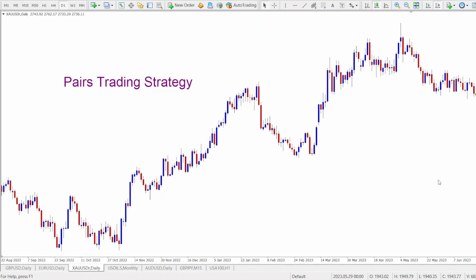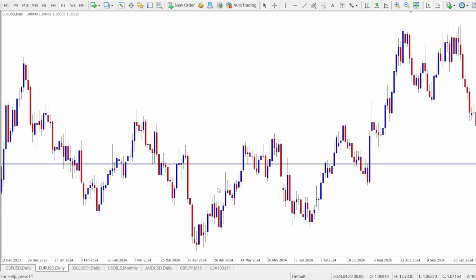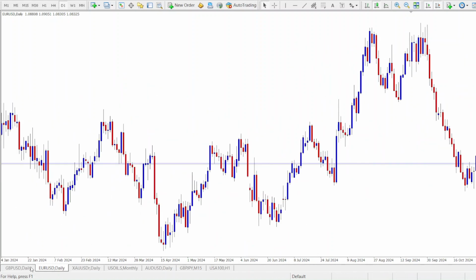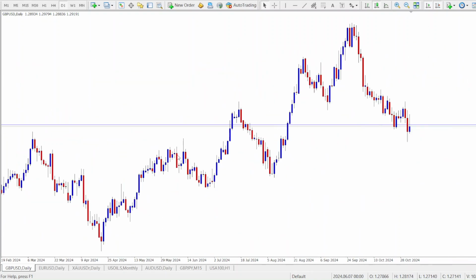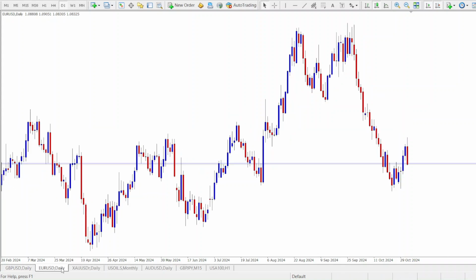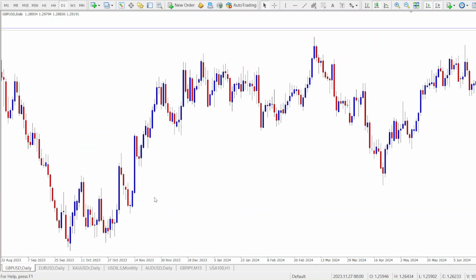Now, two pairs that sometimes are seen to correlate are the GBP USD and the Euro USD. You're going to see that there are some similarities in their price movements. It's not like they move exactly the same way, but we can see some similarities. Can you see? There are some similarities in their price movements.